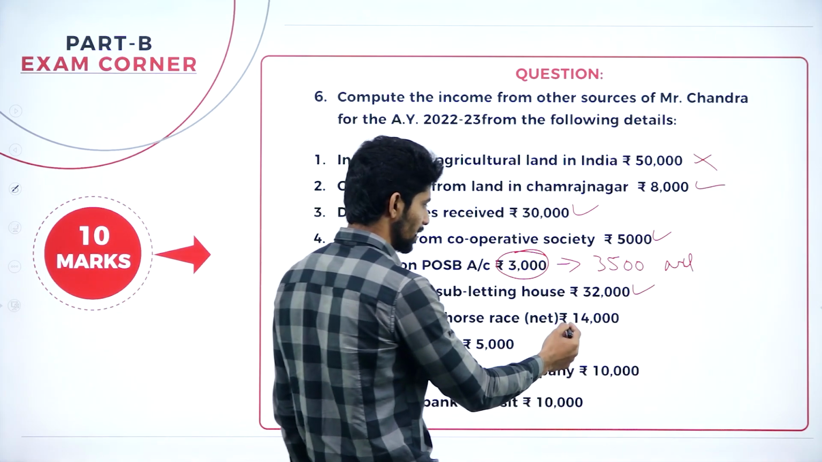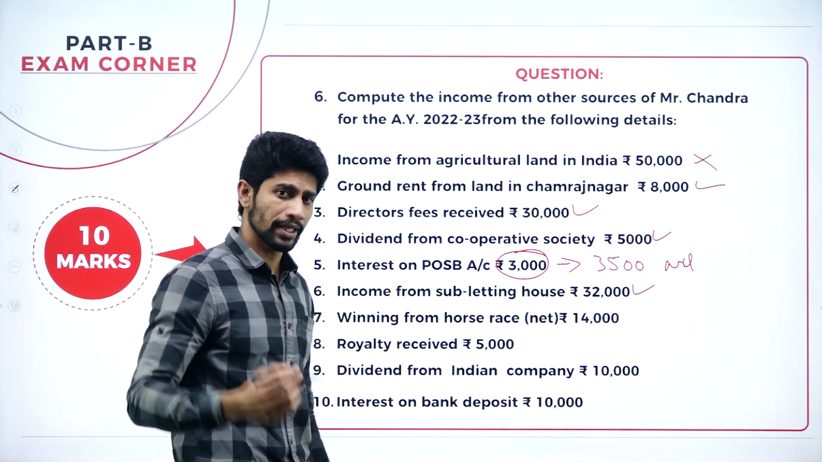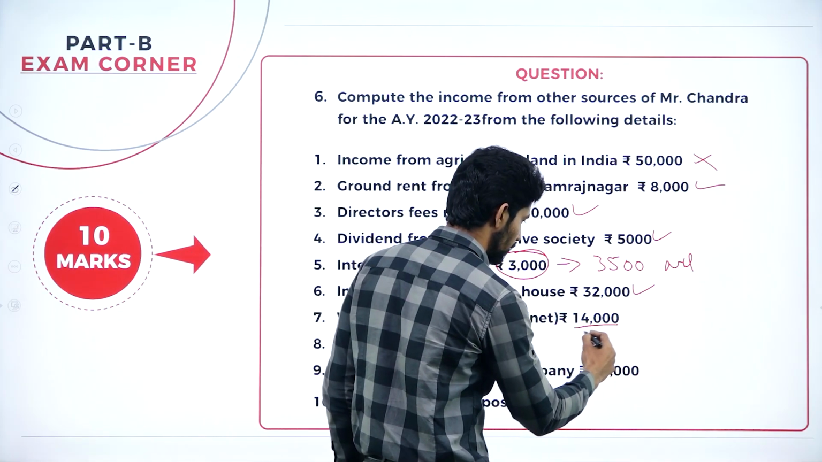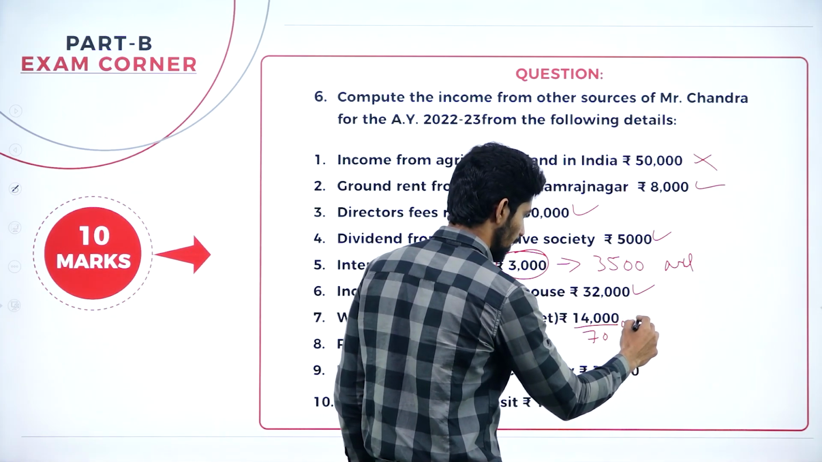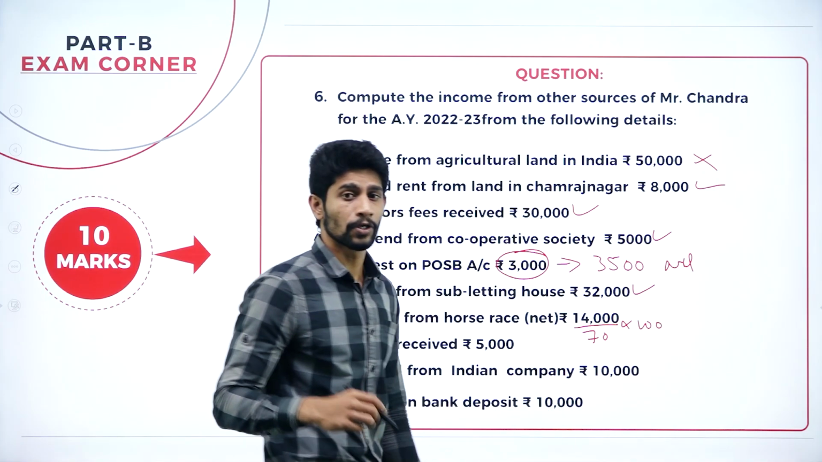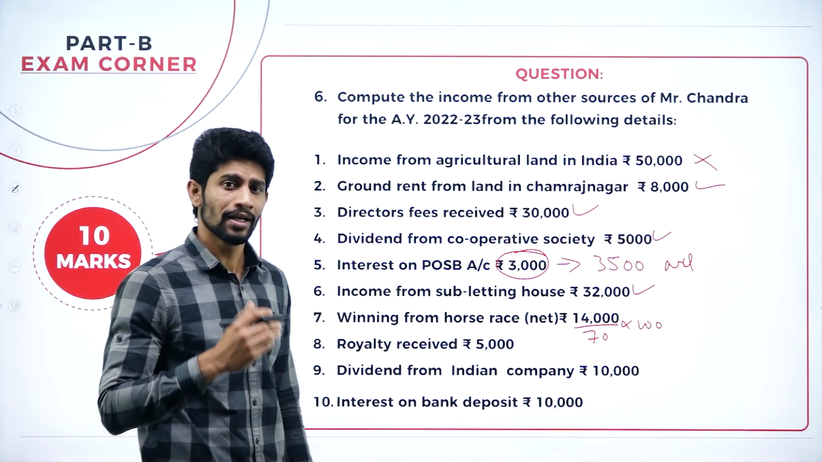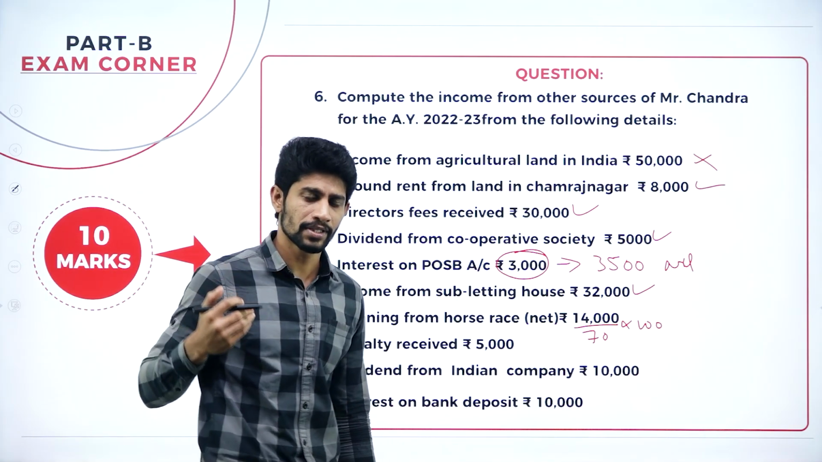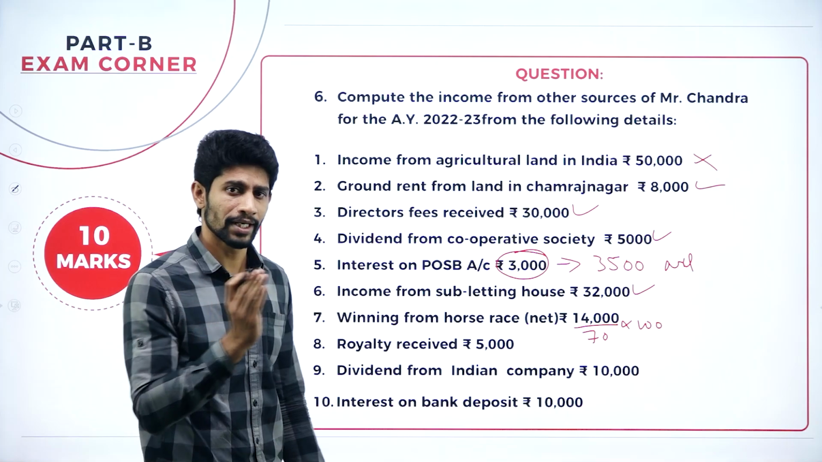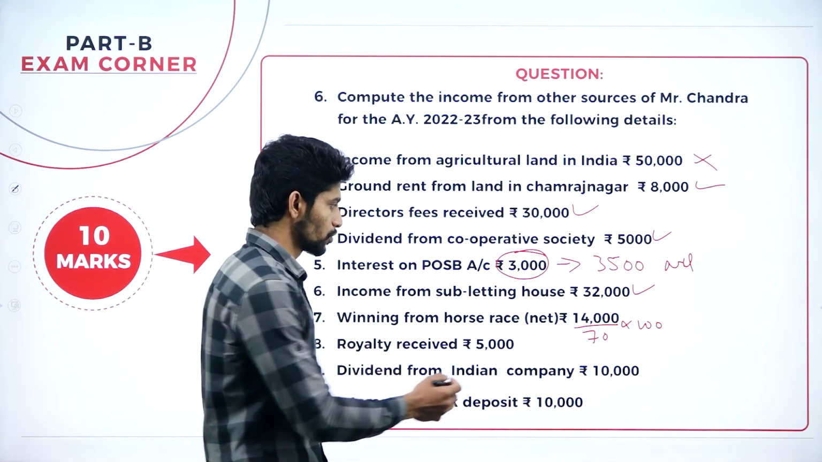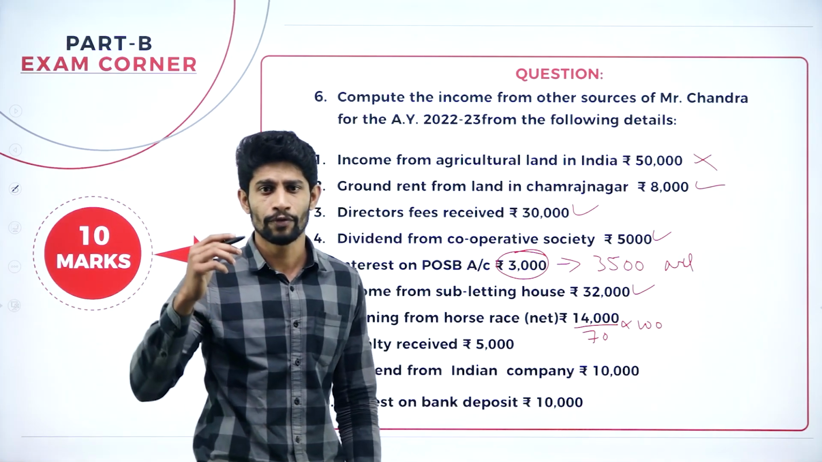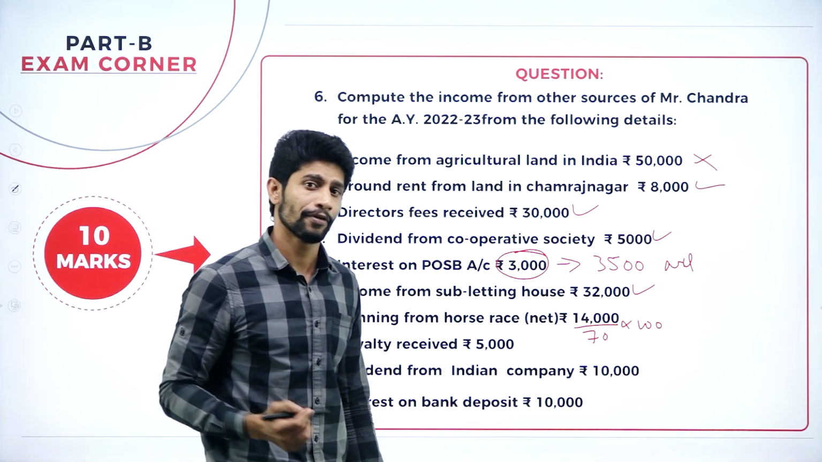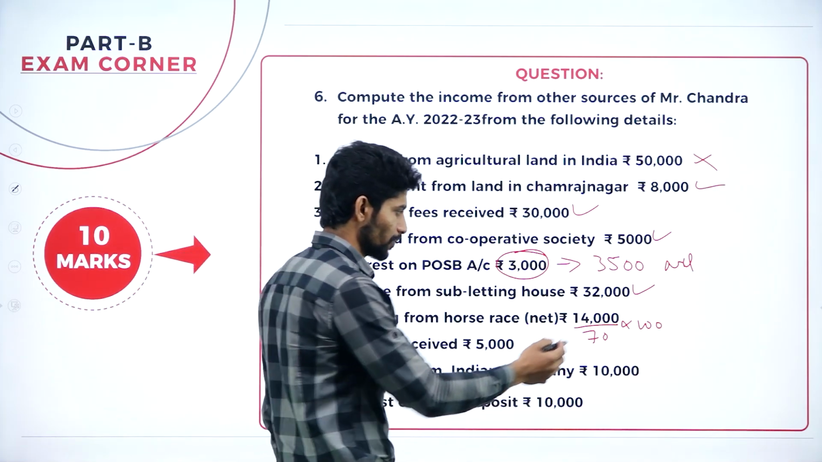Winning from horse race, net value is given. How are we supposed to make it gross? Given value divided by 70 into 100, you will get the gross value. Why 70? Because in winning from horse race, 30% of tax is deducted. If 30% is deducted, the remaining value is 70%. So this 14,000 is the value for 70%. Then what is the value for 100%? You will get nearly 20,000 rupees.